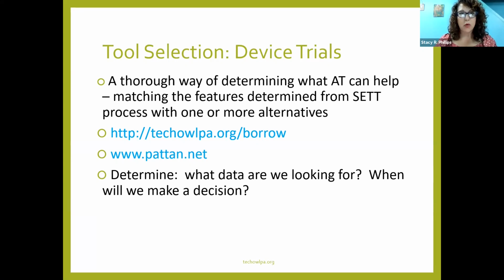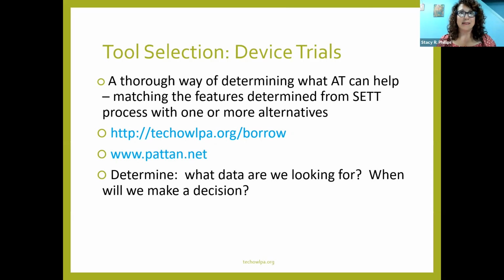So once you look at those and you have categories, we have on our website, techowlpa.org/borrow, devices that you can borrow in all of these areas. And the easiest way to go in there on our website is to actually look at that heading, breaking it down by area of need: organization, thinking, learning, writing, hearing, vision. If you go directly to that area of need, you'll see all the different types of devices that we have to borrow in that area. And I'll talk more about our loan process in a few minutes.